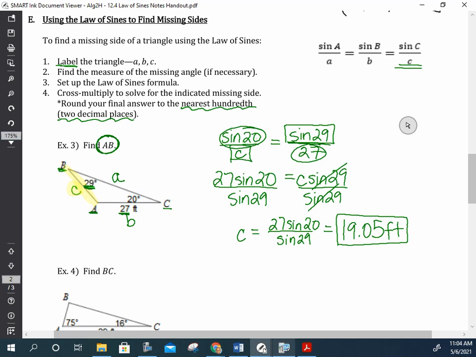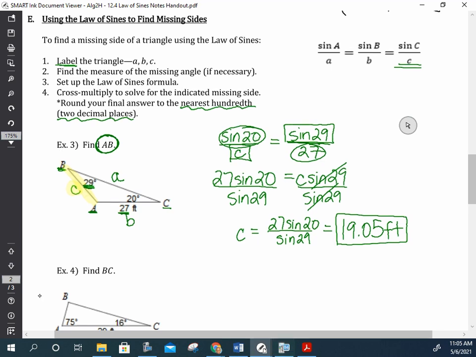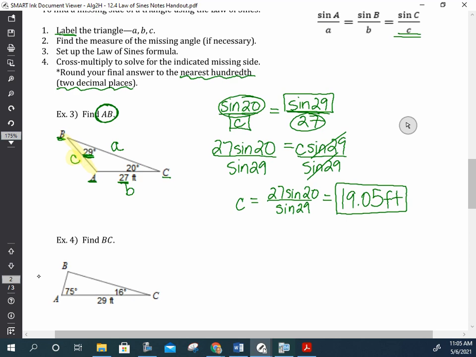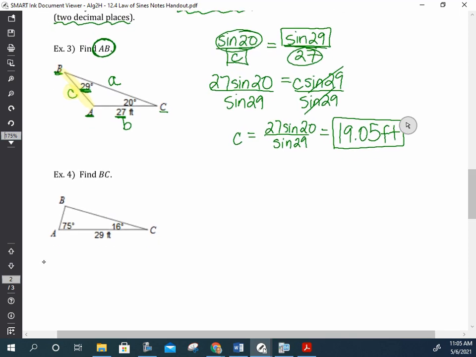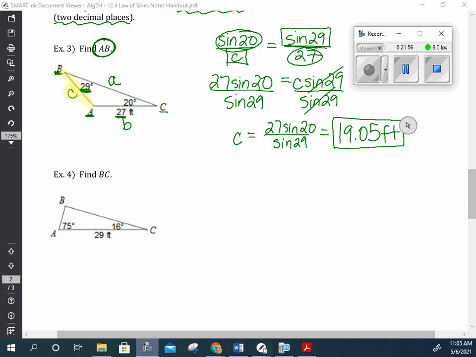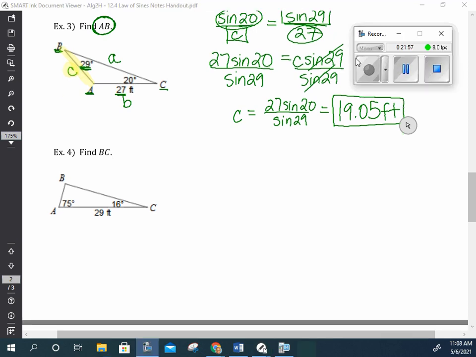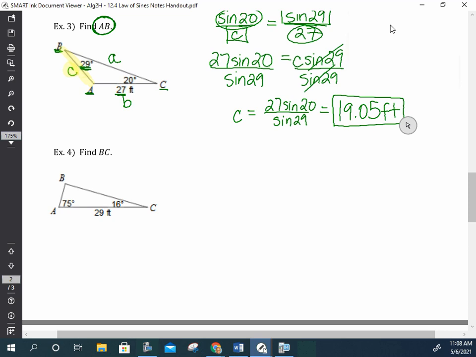So, any questions on example 3 before I give you the head start on 4? All right, so let's pause. All right, so example 4.